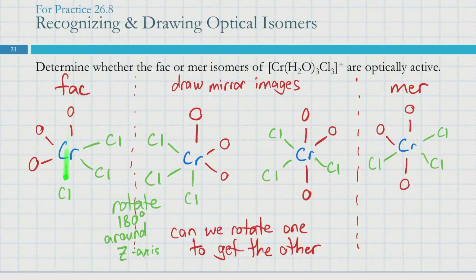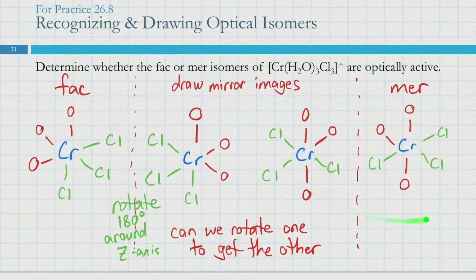So thinking about spinning it about this vertical axis, these chloro groups, if we rotate it 180 degrees, will end up on the other side. The oxygens would be on the right side, and that's the mirror image. So they are superimposable.